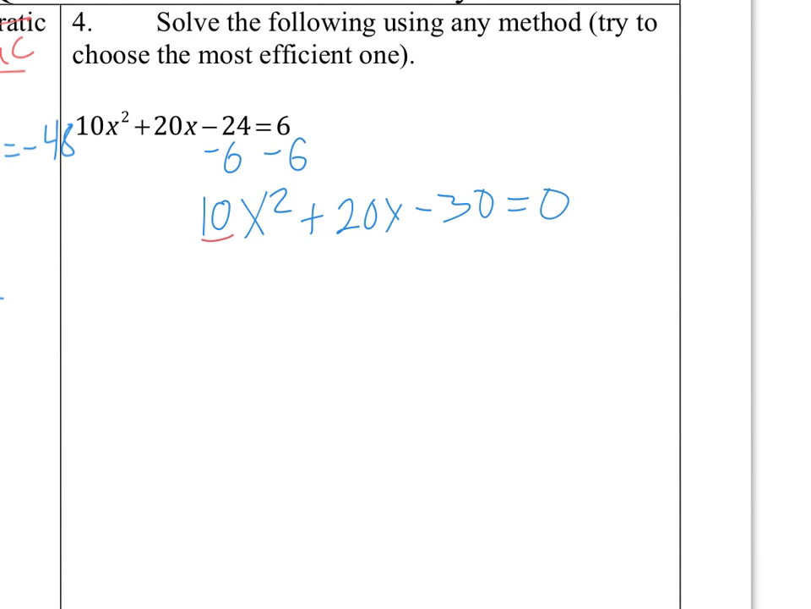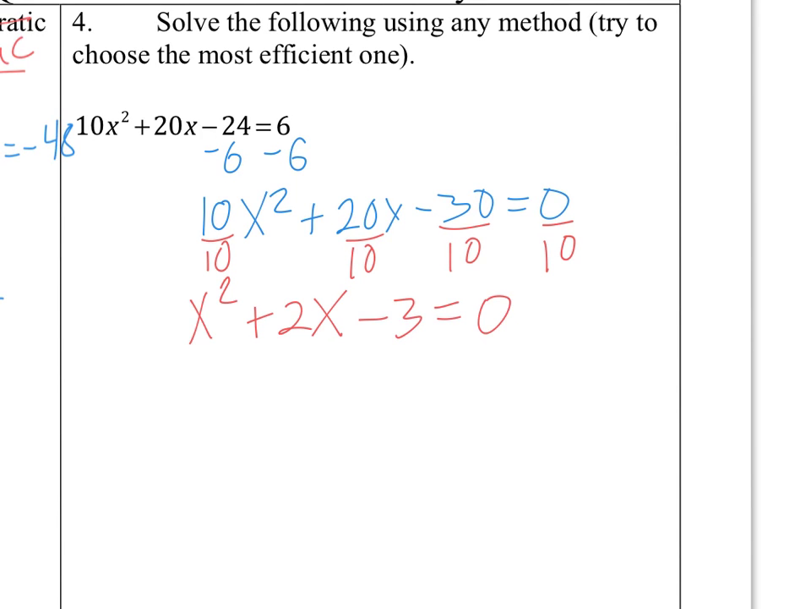First thing I notice is that all three of these are divisible by 10. I'm going to make my life easier and divide the whole equation by 10 to get x squared plus 2x minus 3 equals 0. How much nicer does that look?